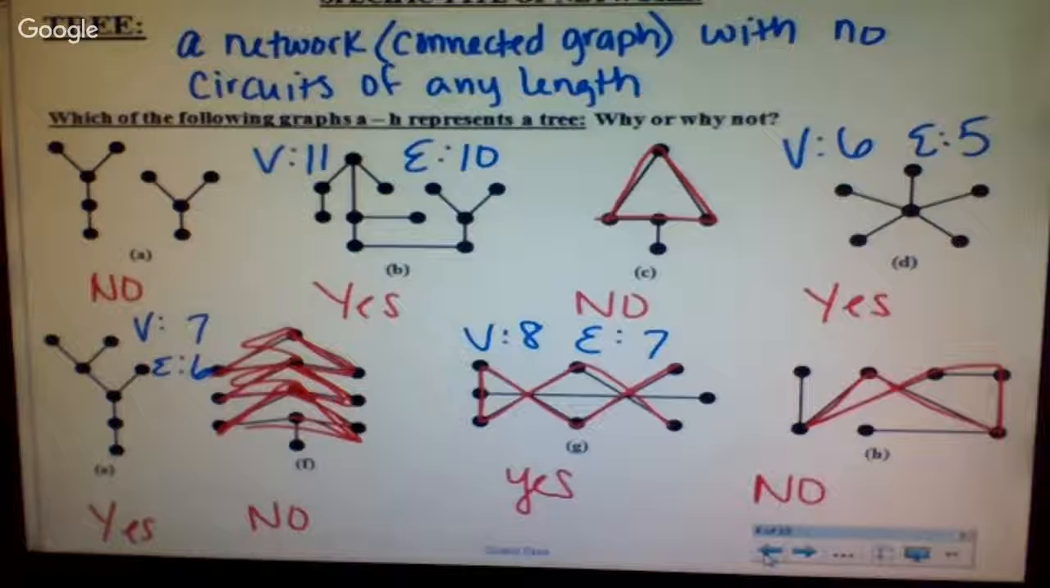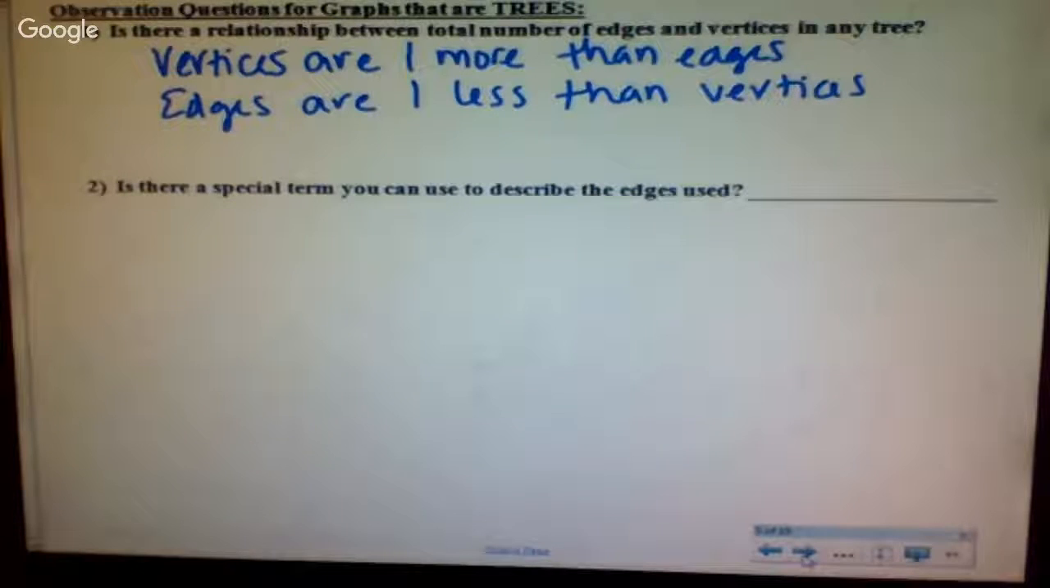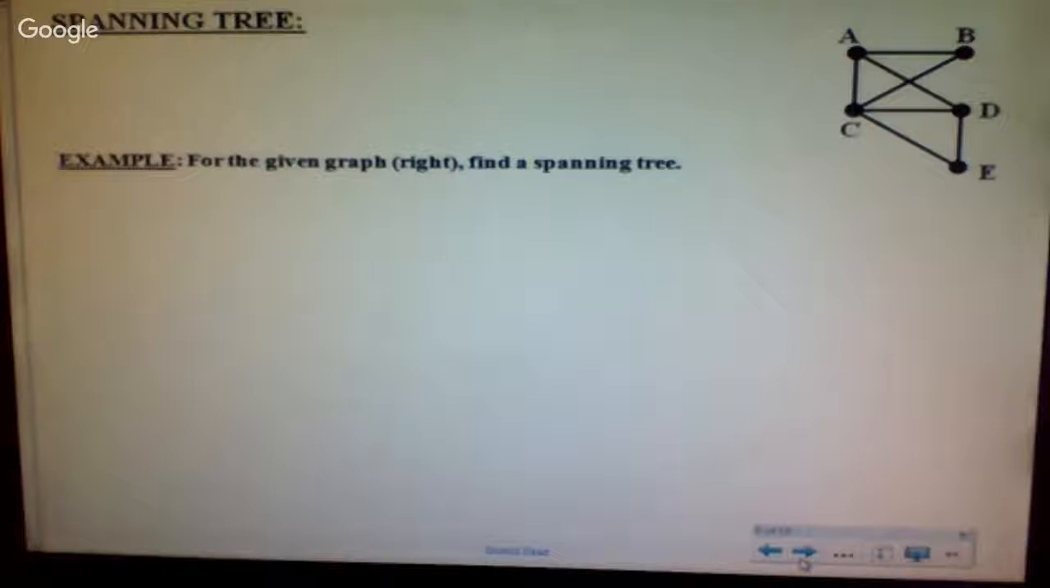Okay? Each one of these lines in a tree is a bridge. If I erase this line, it disconnects my graph. So any one of these lines in a network, in a tree, is considered a bridge. If I remove it, it disconnects my graph. That wasn't too bad, like pulling teeth. Okay. All right.